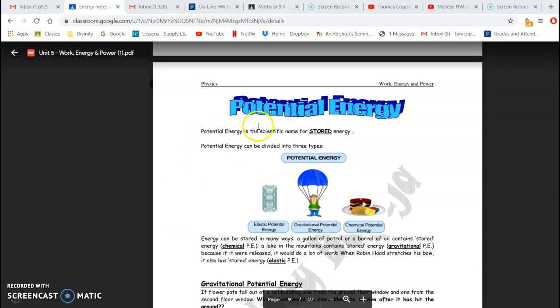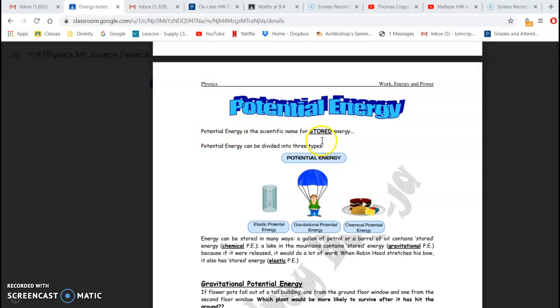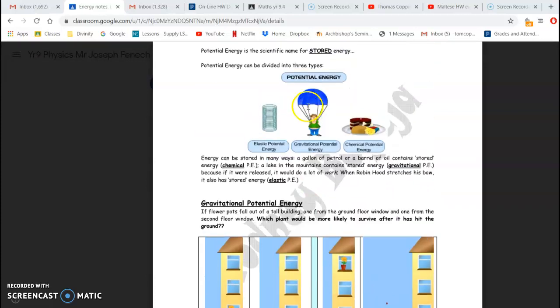Now, potential energy is the scientific name for stored energy, and it can be divided into three types. Potential energy can be elastic potential energy, gravitational potential energy, and chemical potential energy. Now, energy can be stored in many ways. It can be a gallon of petrol, for example, with stored energy, which is chemical energy.